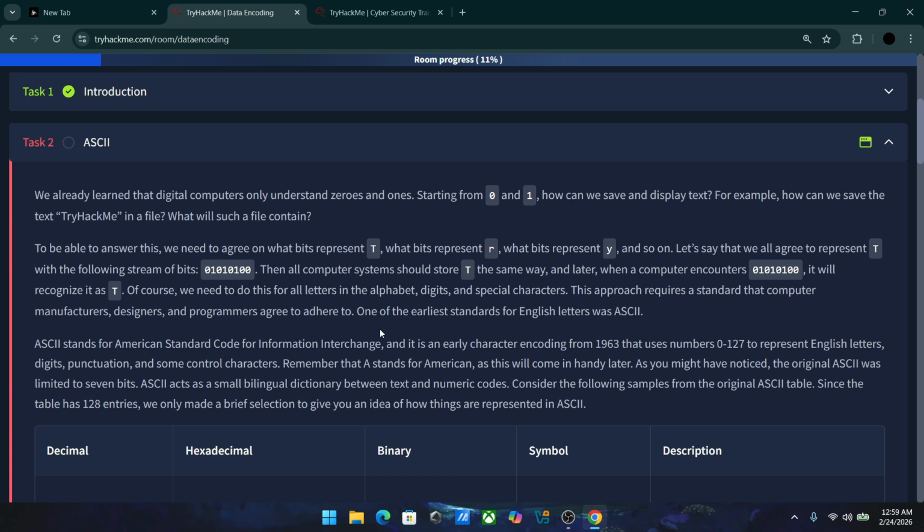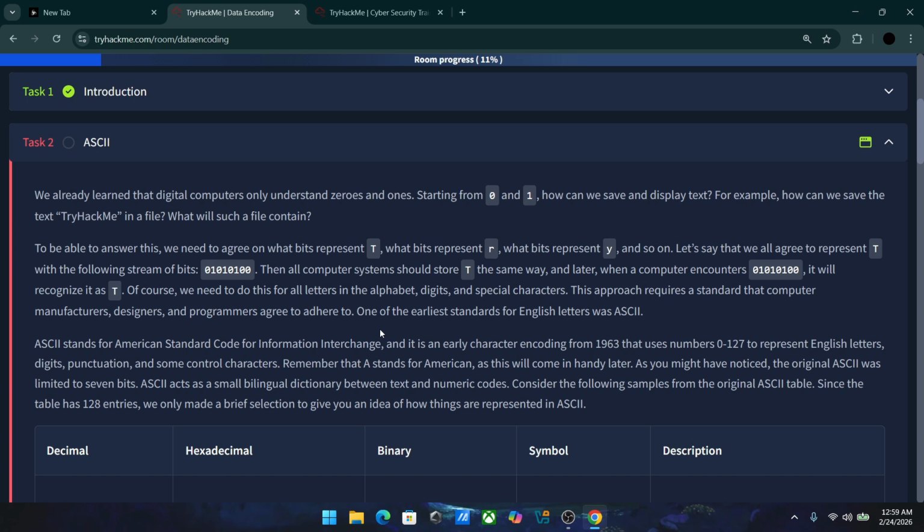Let's say that we all agree to represent T with the following stream of bits: 0 1 0 1 0 1 1 1 0 0. Then all computer systems should store T the same way, and when a computer encounters it, it will recognize it as T. Of course, we need to do this for all letters in the alphabet, digits, and special characters. This approach requires a standard that computer manufacturers, designers, and programmers agree to adhere to.